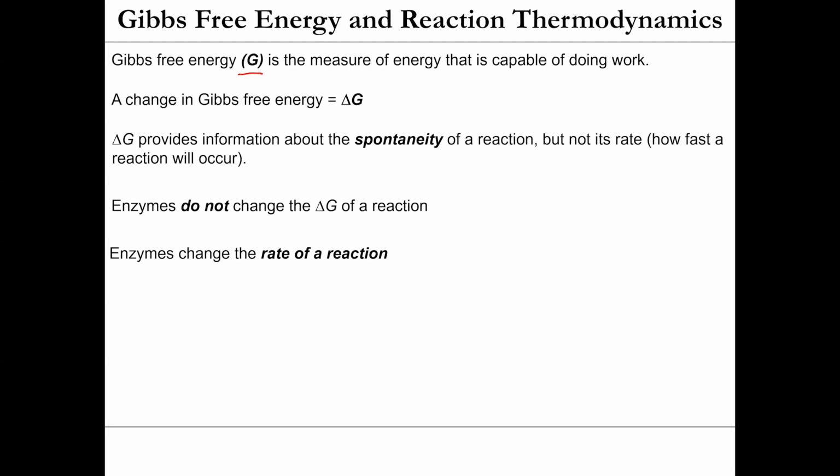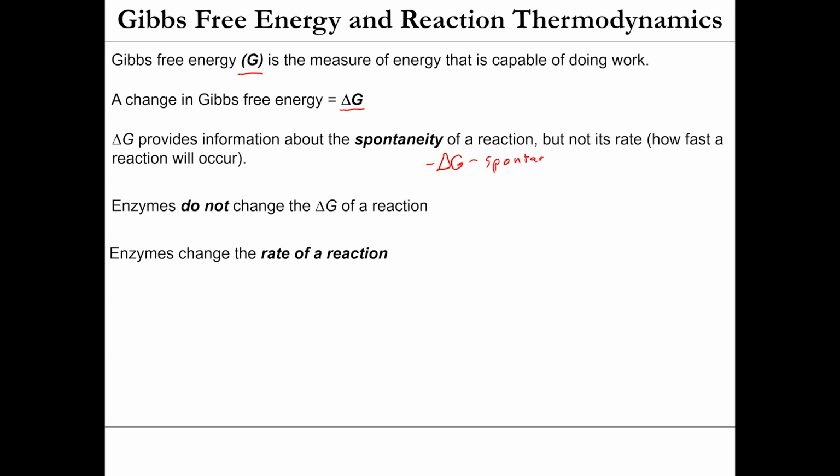So a change in Gibbs free energy is going to be called delta G, and we'll discuss that quite a bit today. So delta G provides information about the spontaneity of a reaction, so whether a reaction would occur spontaneously without any external input. But it doesn't tell us about the rate. So it doesn't tell us how fast a reaction will occur. So if there's a negative delta G, so basically you're releasing energy, that means that the reaction is going to take place spontaneously.